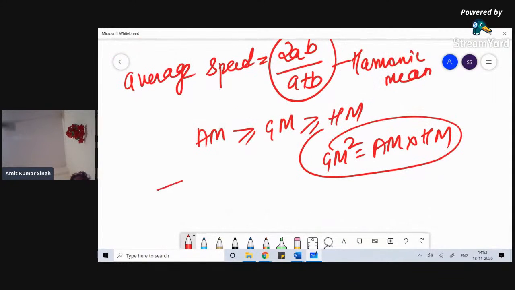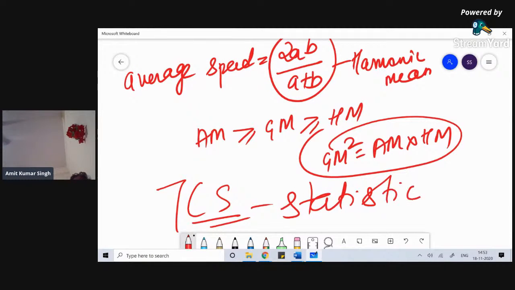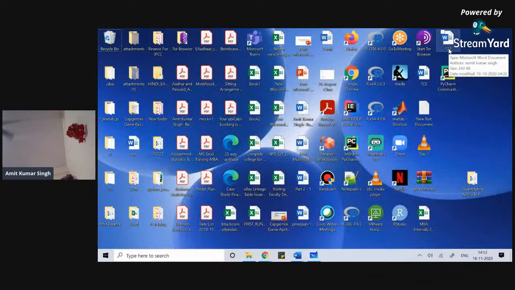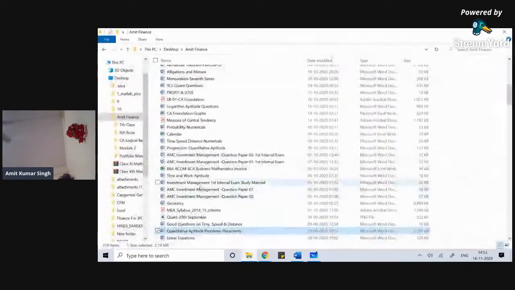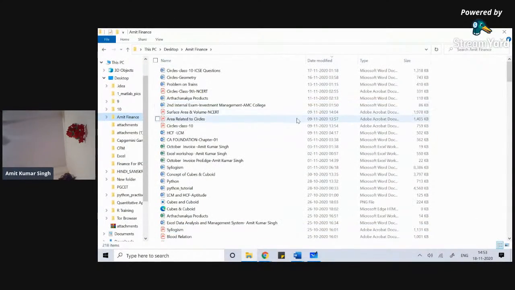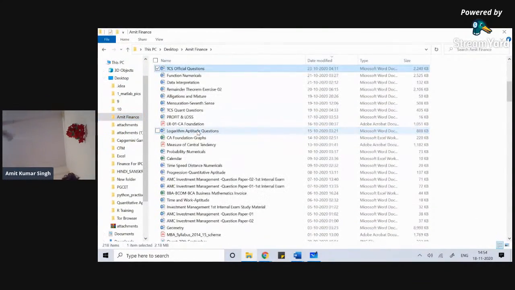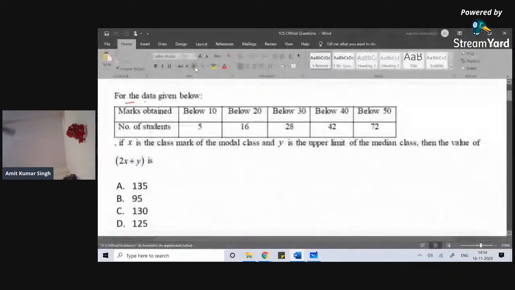Anyone who is preparing for TCS, TCS will ask a lot of questions on statistics. Make sure that you are good with the concept of statistics. If you see the TCS official questions for those people who passed out this year, you can see this question. This is a statistics question. So you have to be good with statistics.